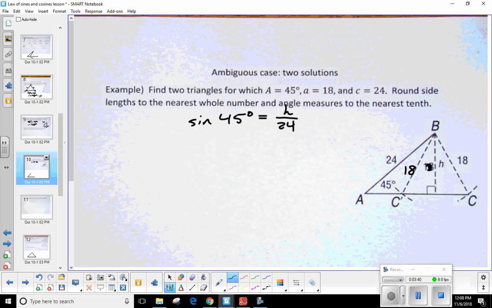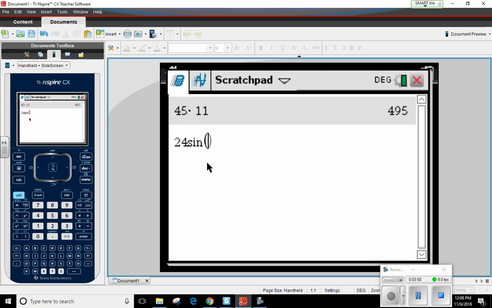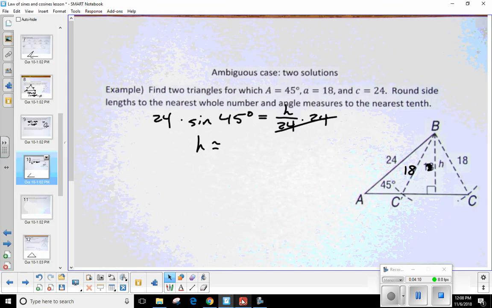Because we just dropped a perpendicular segment straight down to get the height of the triangle. Then we're going to multiply by 24. So those are going to cancel. Looks like my height is about what? Let's come over here. 24 times the sine of 45? I'm going to push enter. So 16.97, let's say about 17. So this height here is 17.